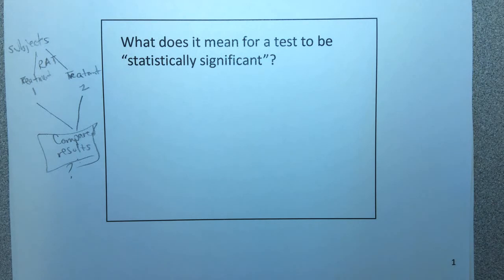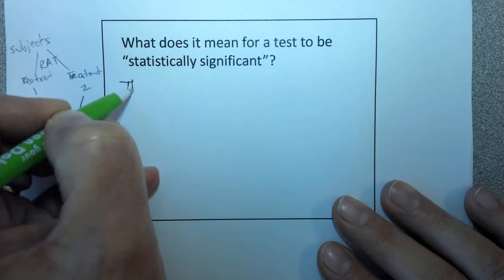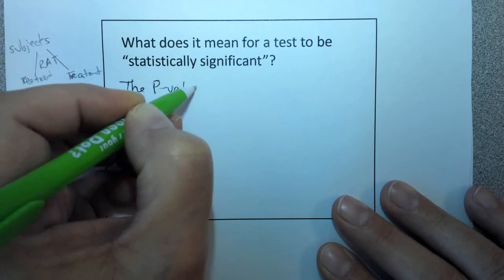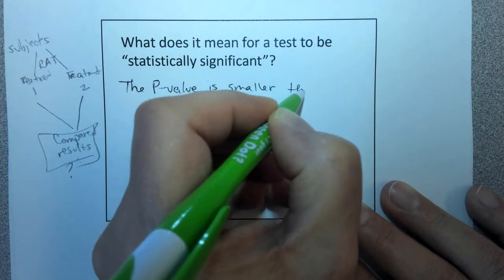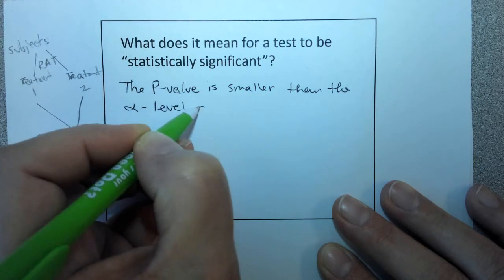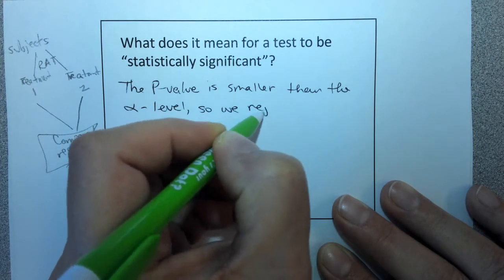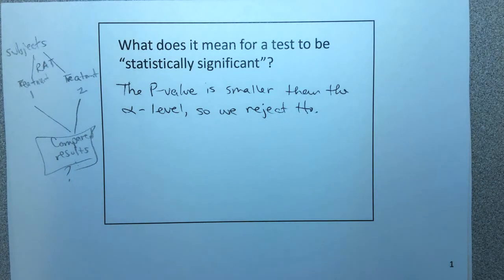So statistically significant means that after you run the test, the p-value is smaller than the alpha level, so we reject the null. So statistically significant means something's going on, or at least we have the evidence to argue that it is.